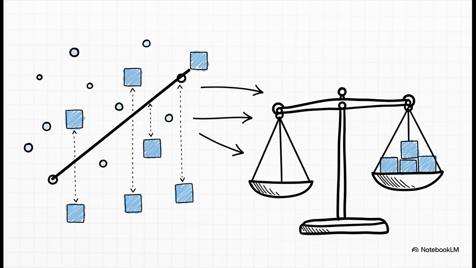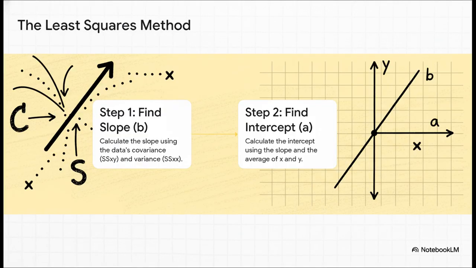To do that, we take every single one of those errors, we square them, which gets rid of negative signs and really penalizes the big errors, and then we add them all up. The line with the lowest sum of those squared errors wins. That's the least squares method. Now, don't worry, you don't have to do this by hand. Computers are amazing at it.